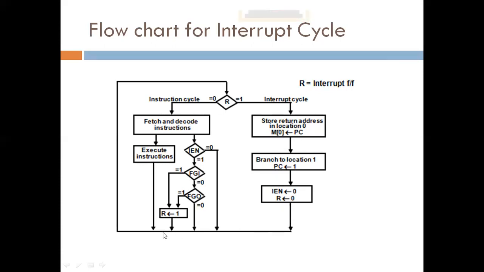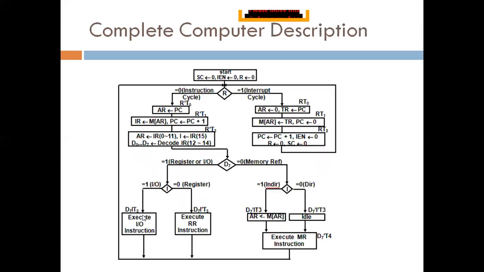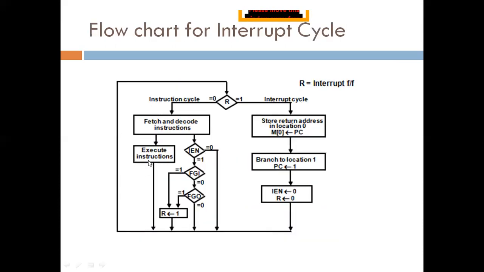Once again it comes here when the value of R is equal to 0. So once again it goes through the instruction cycle, solving the instructions like this. And if an interrupt is there, then R is equal to 1, and it is going to solve the interrupt cycle. Once again, after solving the interrupt, it comes over here and solves the instruction cycles. Okay.